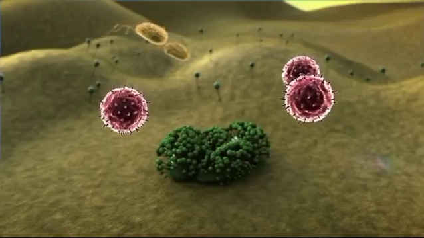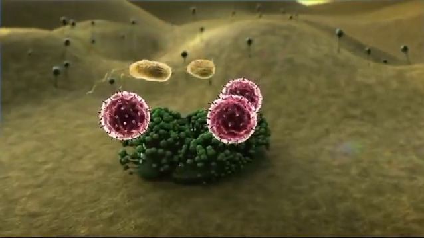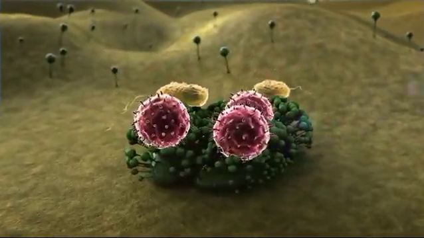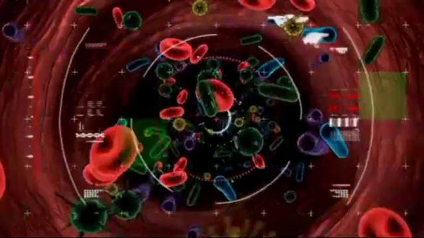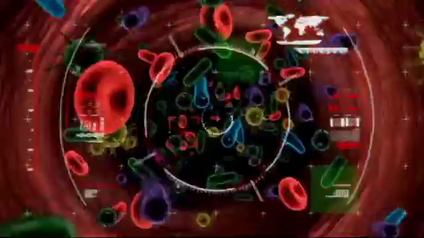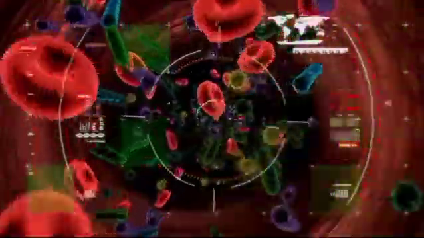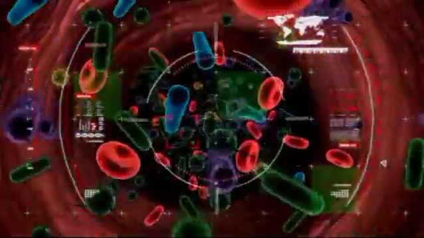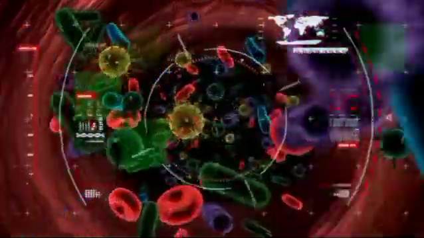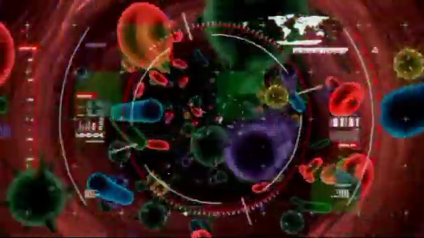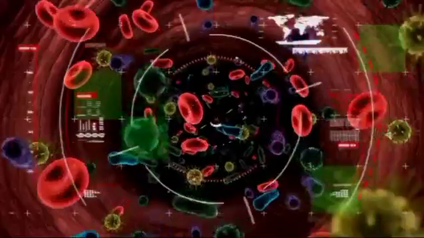Cytokinesis. Characteristics of cytokinesis: division of the cytoplasm and organelles into two daughter cells. In animal cells, it involves the formation of a cleavage furrow, while in plant cells, a cell plate forms. Cell cycle regulation. The cell cycle is tightly regulated by checkpoints and regulatory proteins.